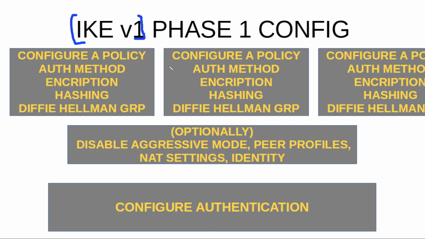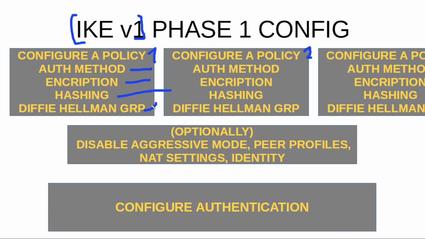Remember that we're talking about IKE version 1. You can set up several policies. You need to configure at least one policy, but you can configure as many policies as you want. Each policy is actually a combination of settings. So we are going to combine a specific authentication method with a specific encryption algorithm, with a specific hashing algorithm, with a specific Diffie-Hellman group, with a specific lifetime for this policy.